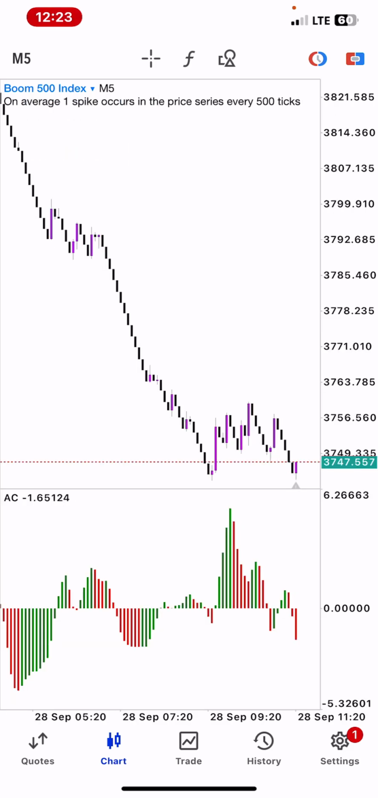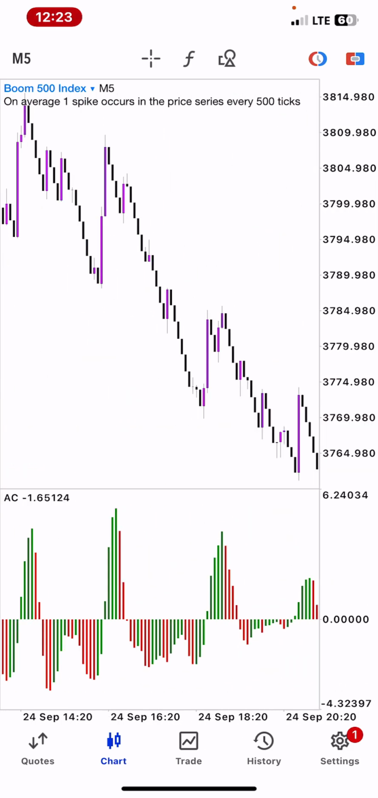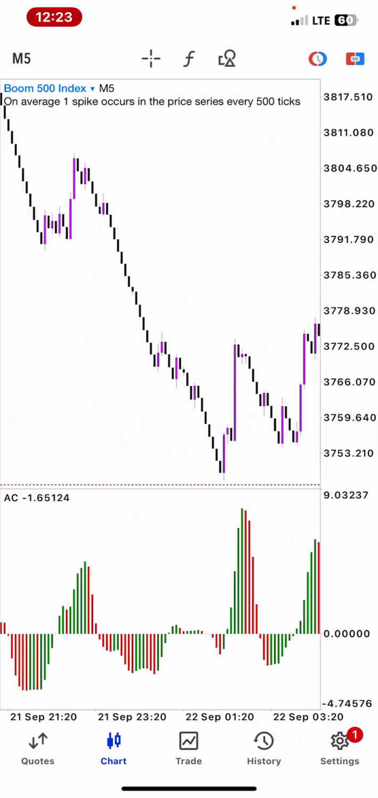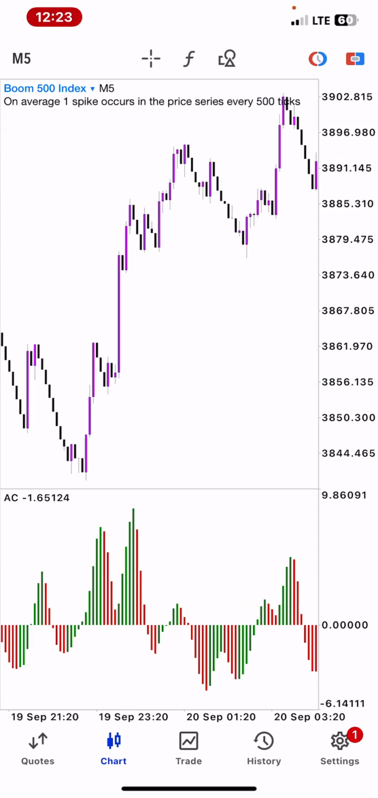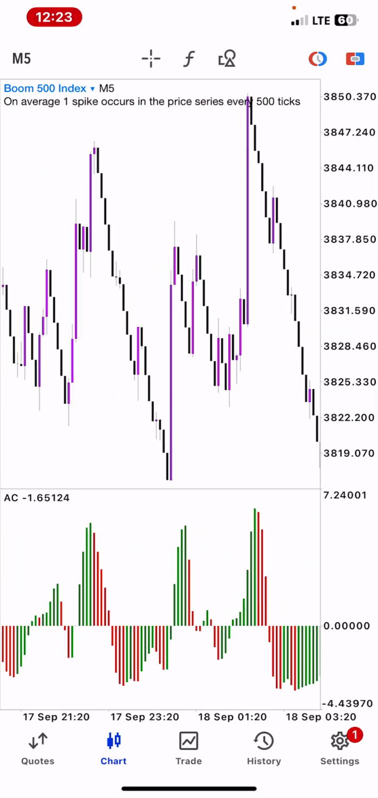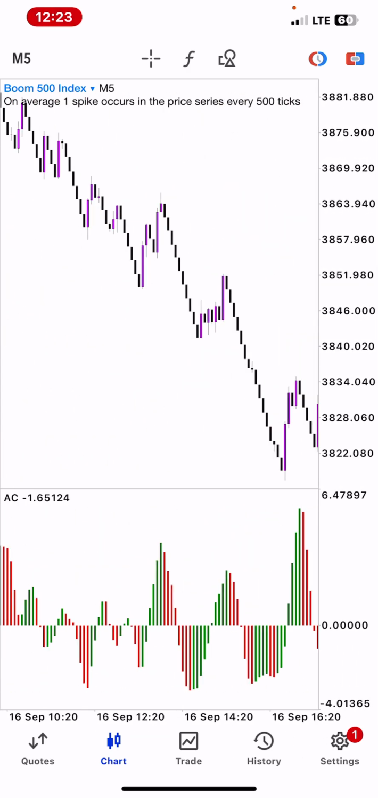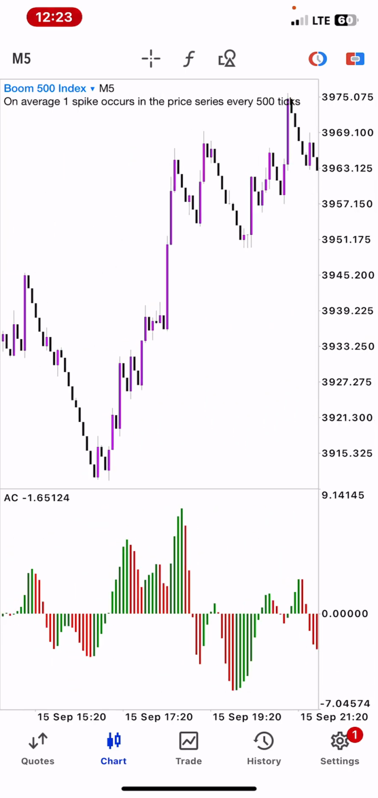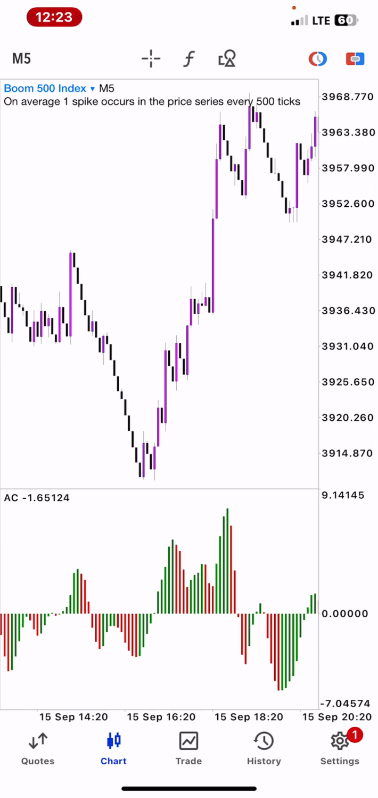So it applies to Boom 500 as well. You can see on Boom 500, it's also the same thing. Identifying the trend of the market is as important as anything you can think of. So you wait to get this confirmation right here. Once you've gotten this confirmation, you then wait for a spike. Once that spike has occurred in the market, you enter immediately.